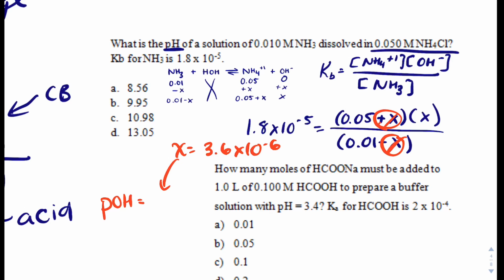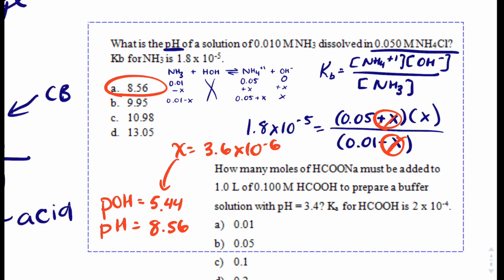And I get 5.44. So the pH, 14 minus 5.44, is 8.56. Okay, so that's one way to do it. Perfect answer. We know what the answer is going to be. Now, here's where it gets a little tricky. What if, or it doesn't get tricky, it just gets different. What if you looked at this a different way?